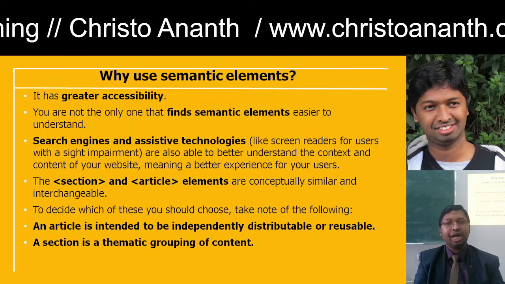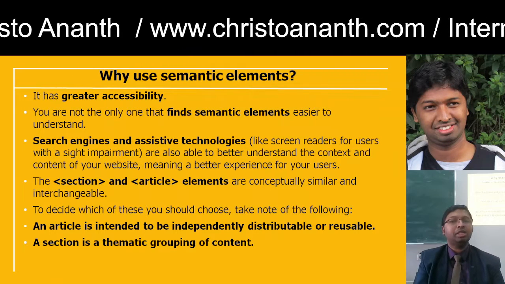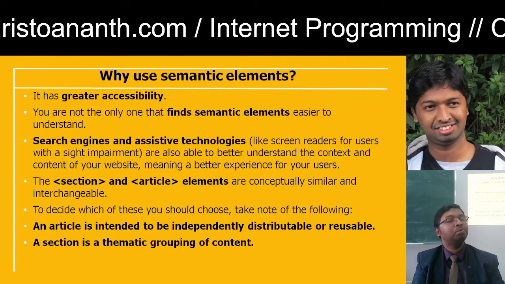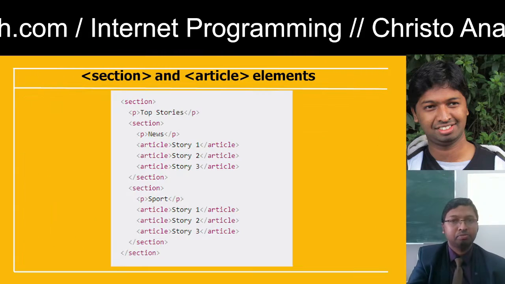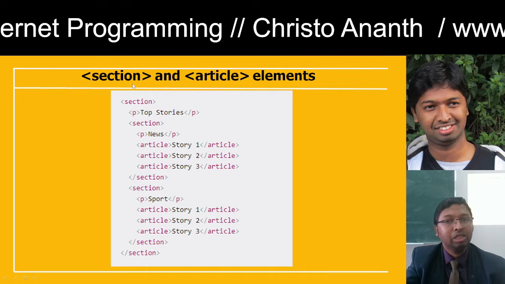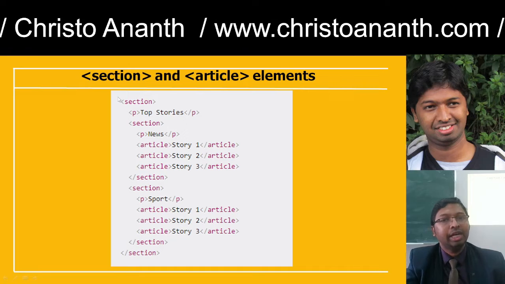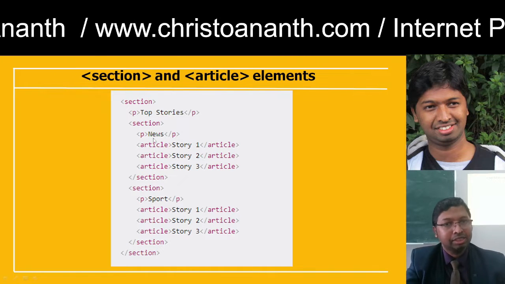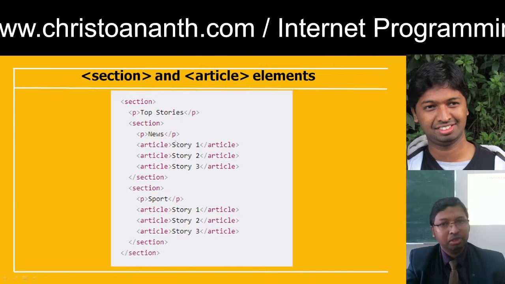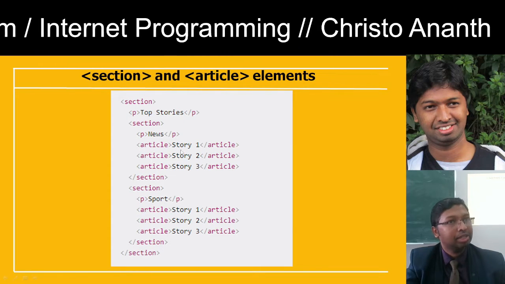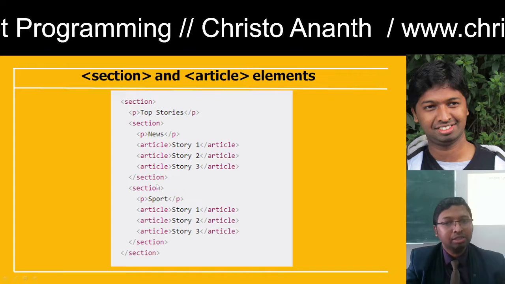Okay. So the article is intended to be independently distributable or reusable, and it has a thematic grouping of the content. So maybe in the section tag, you will have a paragraph tag, top stories, close the paragraph tag, and then you start with another section, news. Within the news, you have story 1, story 2, story 3. These are nothing but the articles. Then you close the section.